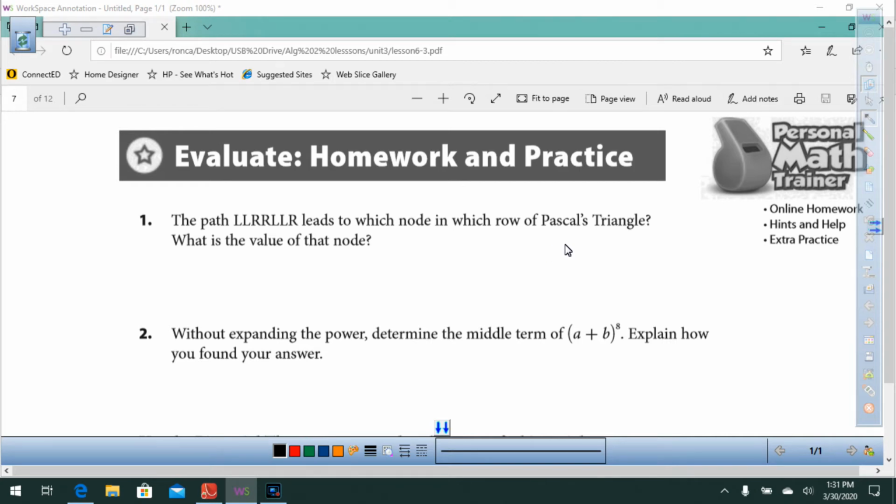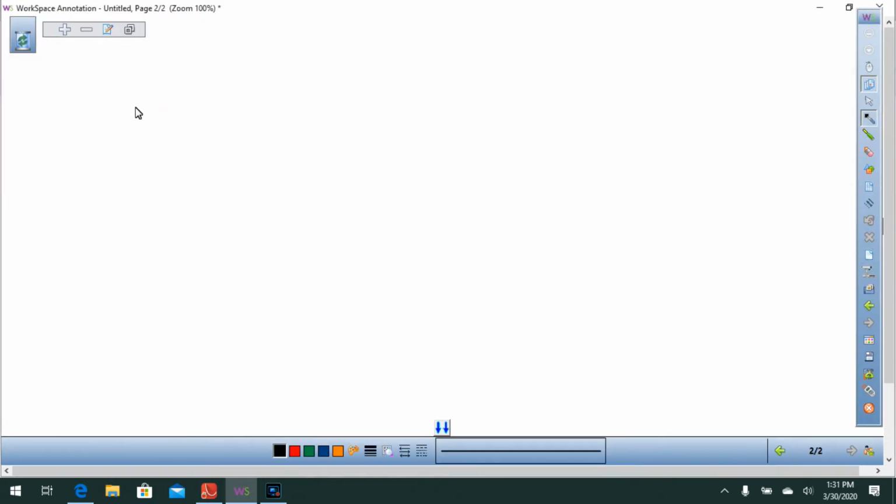Lesson 6.3. First off, let's make Pascal's triangle.